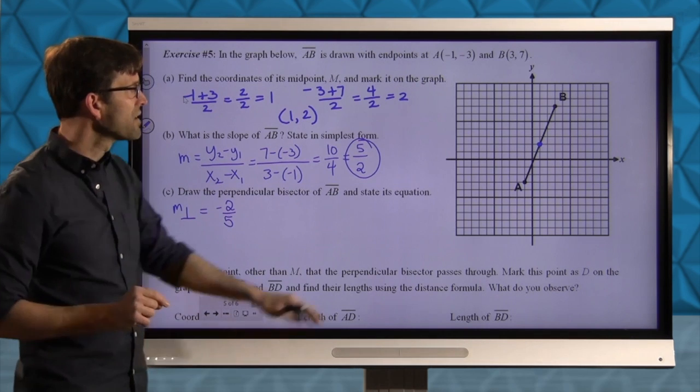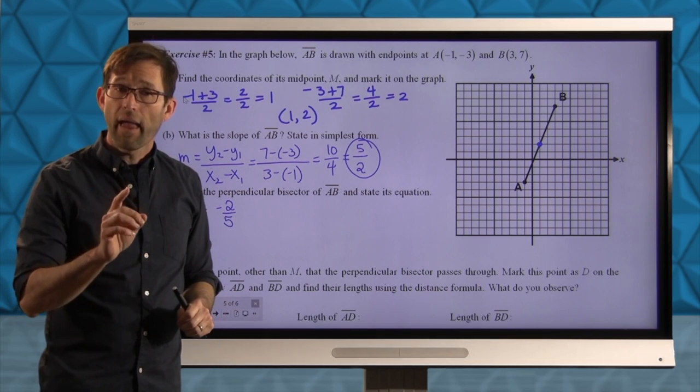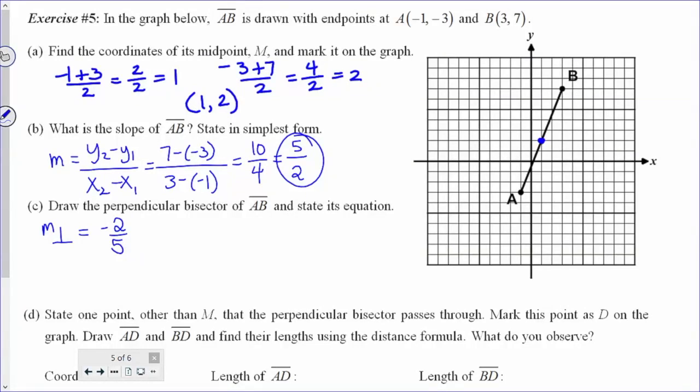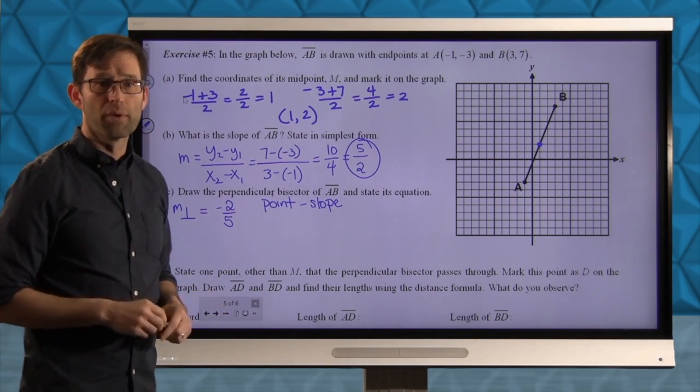See if you can use that slope now to draw the perpendicular bisector, and if you can remember how to write its equation, and I would suggest writing its equation in point-slope form instead of slope-intercept form, go ahead and do so. But first, draw in the perpendicular bisector.